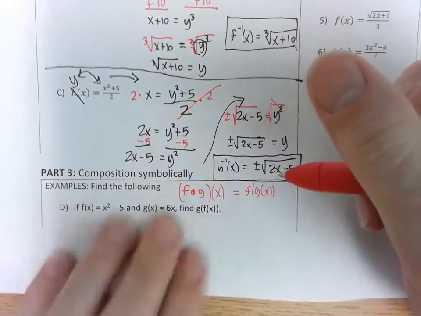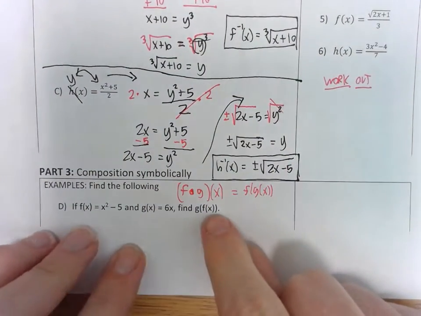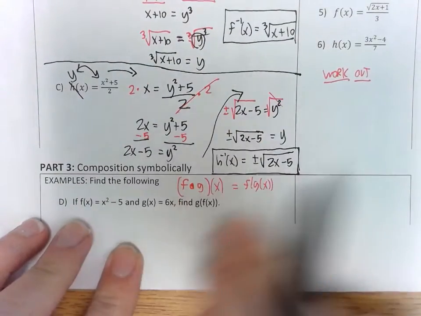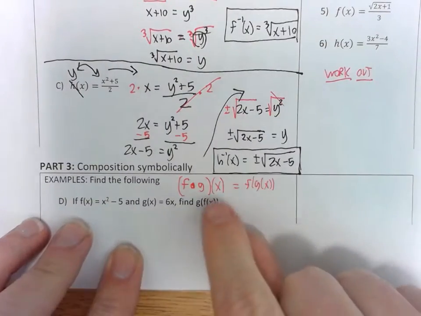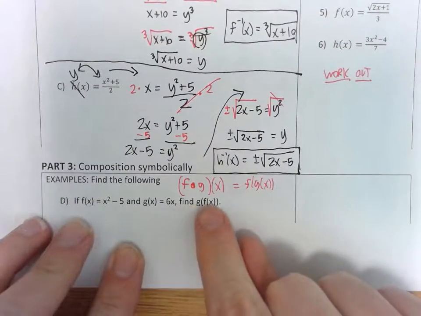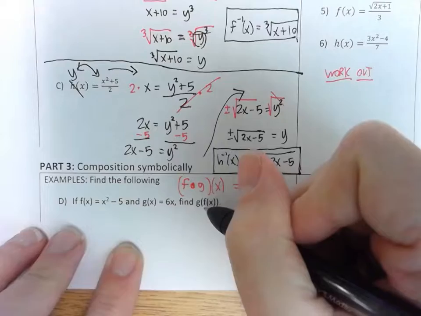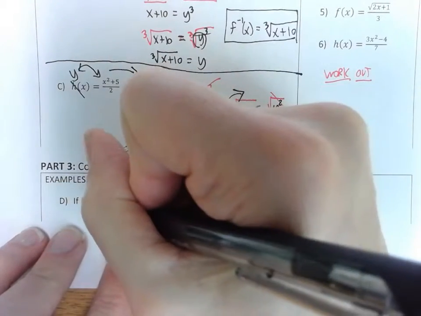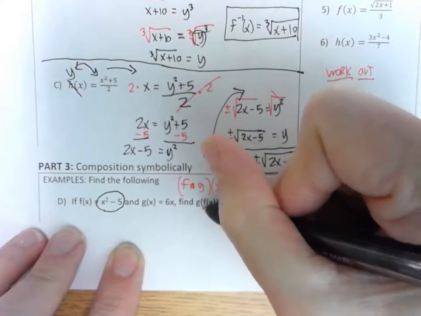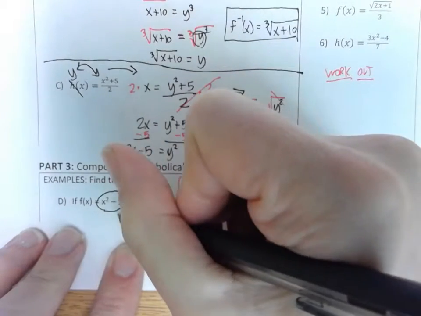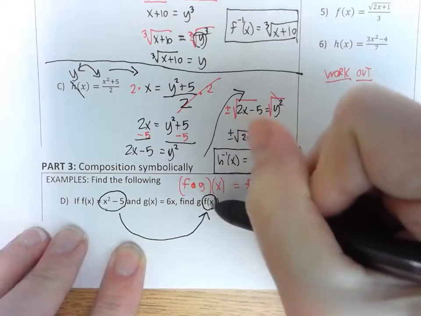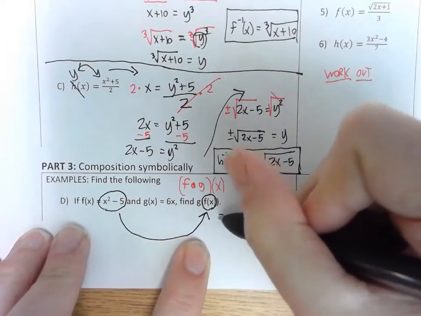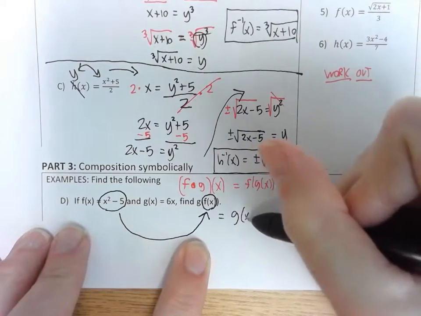When we're doing this problem, we don't have a number to plug in this time. So it makes it a little bit more challenging, but you're not actually doing any computation because of that. So when I want to do g of f of x, the first thing I want to do is rewrite this. Since f of x is x squared minus 5, I want to replace that expression f of x with x squared minus 5. So that's going to be equal to g of x squared minus 5.